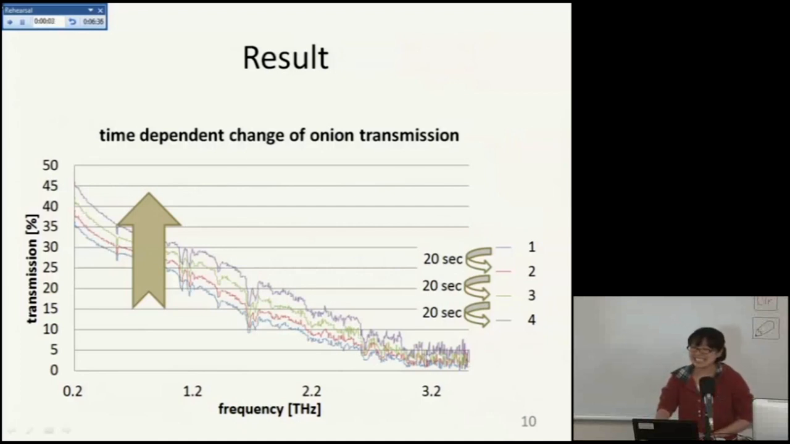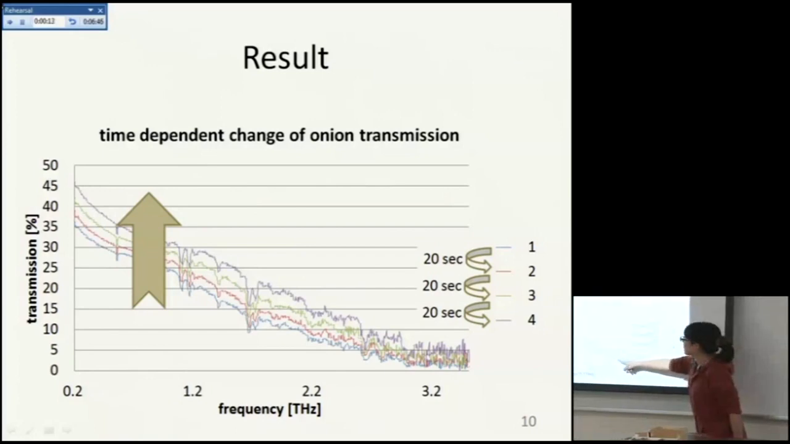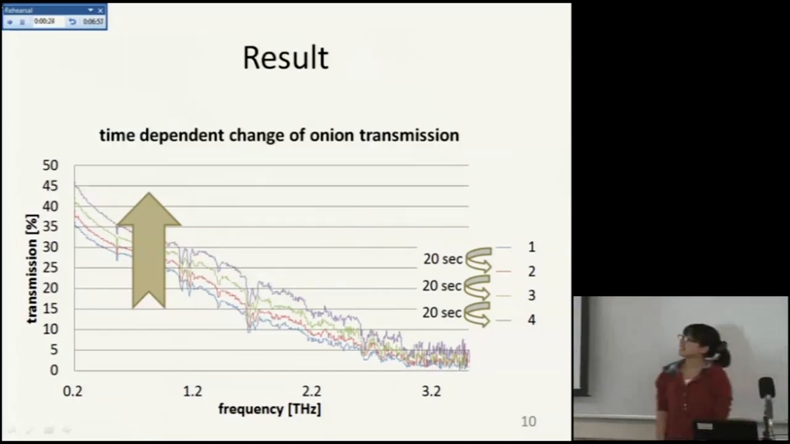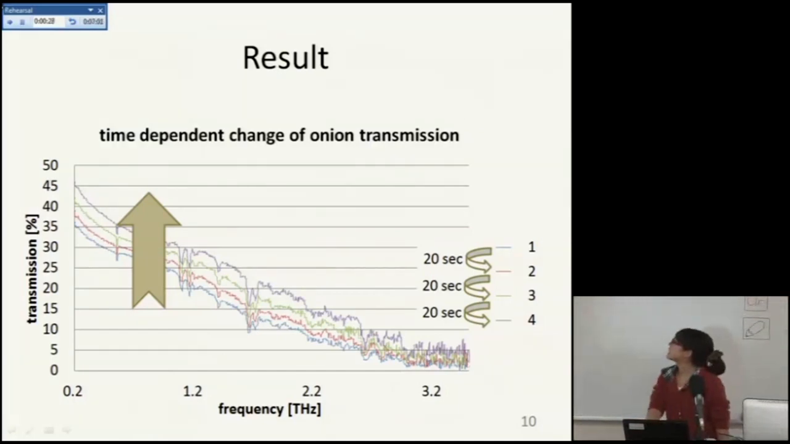And these are the spectra which I obtained from the experiment. The blue one is from the first measurement, and 20 seconds after I got the red one, and 20 seconds after I got the green one, and 20 seconds after I got the purple one. And you can see that as the time advances, the transmittance gets higher.